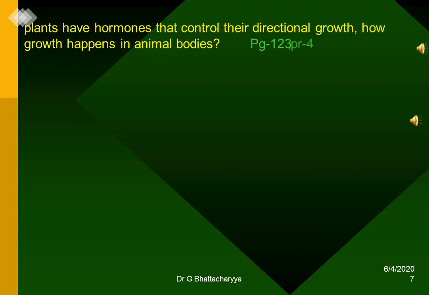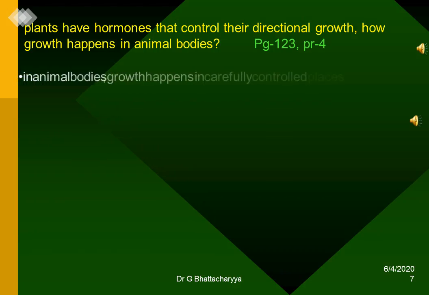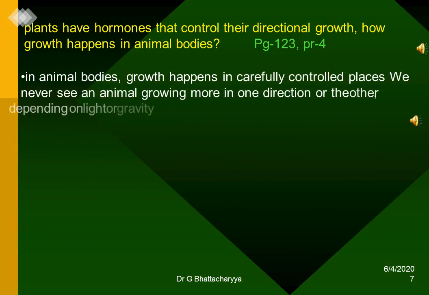Plants have hormones that control their directional growth. How growth happens in animal bodies. In animal bodies, growth happens in carefully controlled places. We never see an animal growing more in one direction or the other, depending on light or gravity.